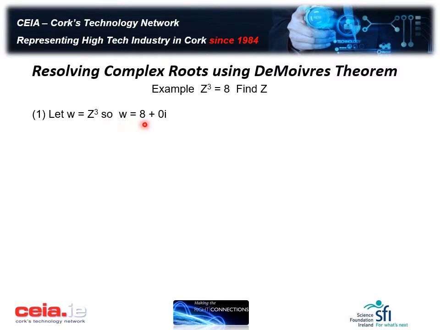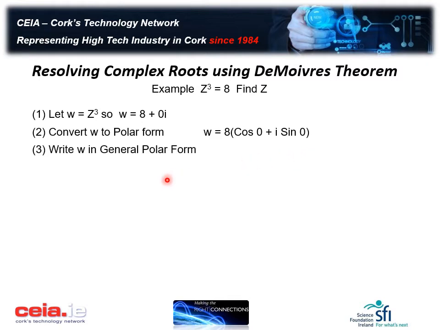So w is equal to 8 plus 0i. Okay. And then we need to convert w to polar form, and we've gone through examples of this before, so we don't need to do that again. So what we end up with is that w is 8(cos 0 + i sin 0). Step 2 done. So far, so good.